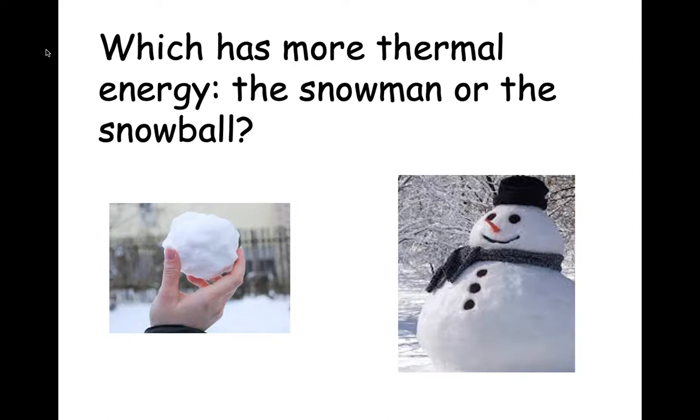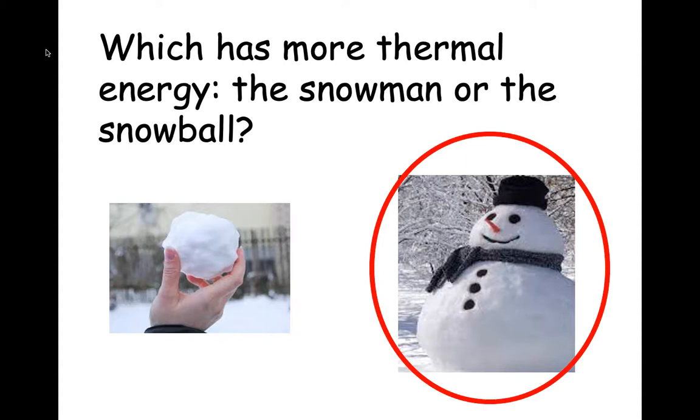Here we have snow. Snow is pretty cold, so not a lot of thermal energy there. Cold things have less movement in their atoms and molecules, so there's going to be less thermal energy. But definitely one has more than the other. Which would it be? You should have picked the snowman.